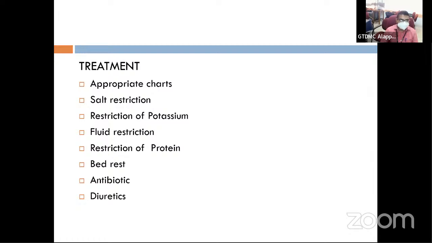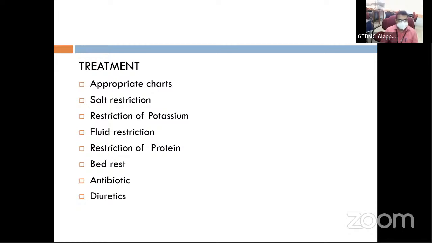Then another chart is the urine albumin chart, the daily urine albumin chart. This is to look for the progression of proteinuria, whether proteinuria is becoming nephrotic range or not. So 5 charts should be maintained: intake output chart, BP chart, daily weight recording, abdominal girth, and albumin chart.